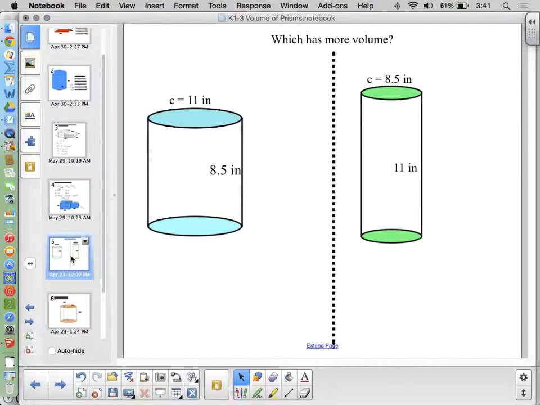For the one way, the circumference is 11 inches, the height is 8.5. The other circumference is 8.5, and the height is 11. Find the volumes of those 2 cylinders formed by wrapping a piece of paper, one the long way, one the short way. Those volumes should be different.